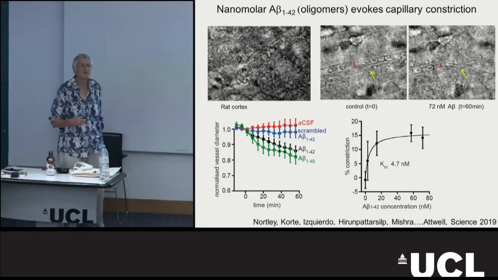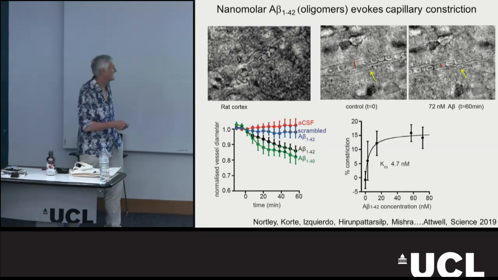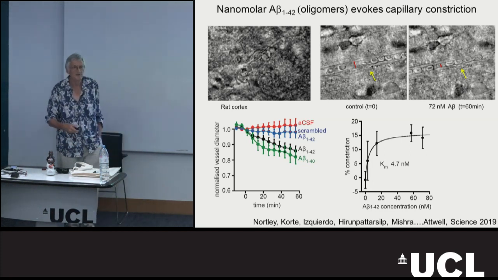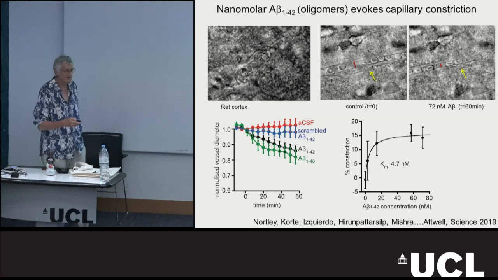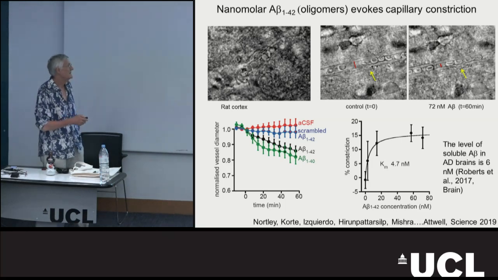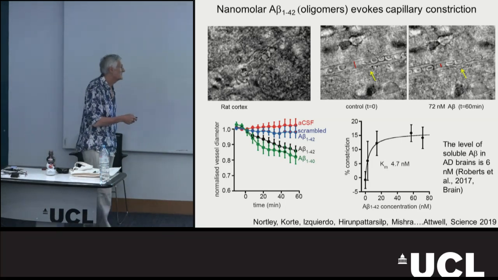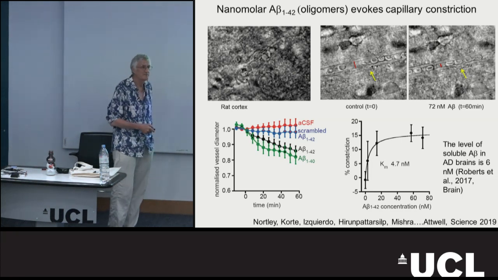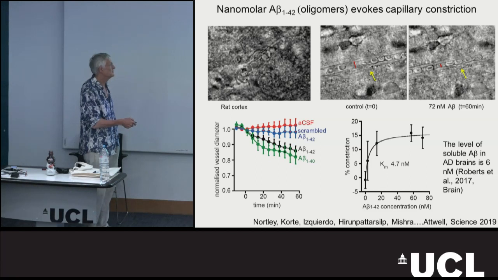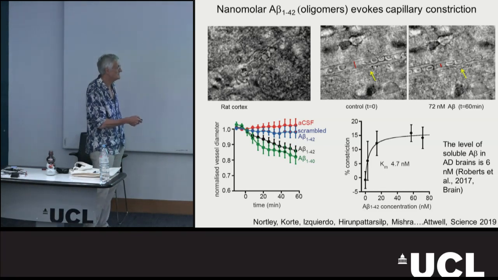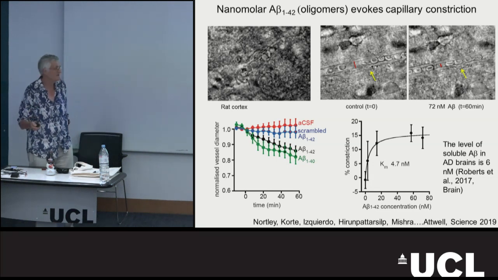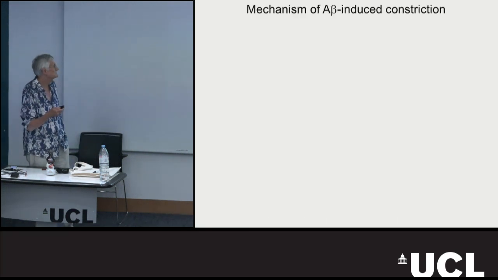And if you look at the dose-response curve of this effect, you find that the EC50 is about 4.7 nanomolar, measured using the monomeric molecular weight. And Colin Masters' group has shown that if you extract soluble A beta from AD brains, the soluble concentration is about 6 nanomolar, which means that this is in the right dose range to have an effect in real AD.